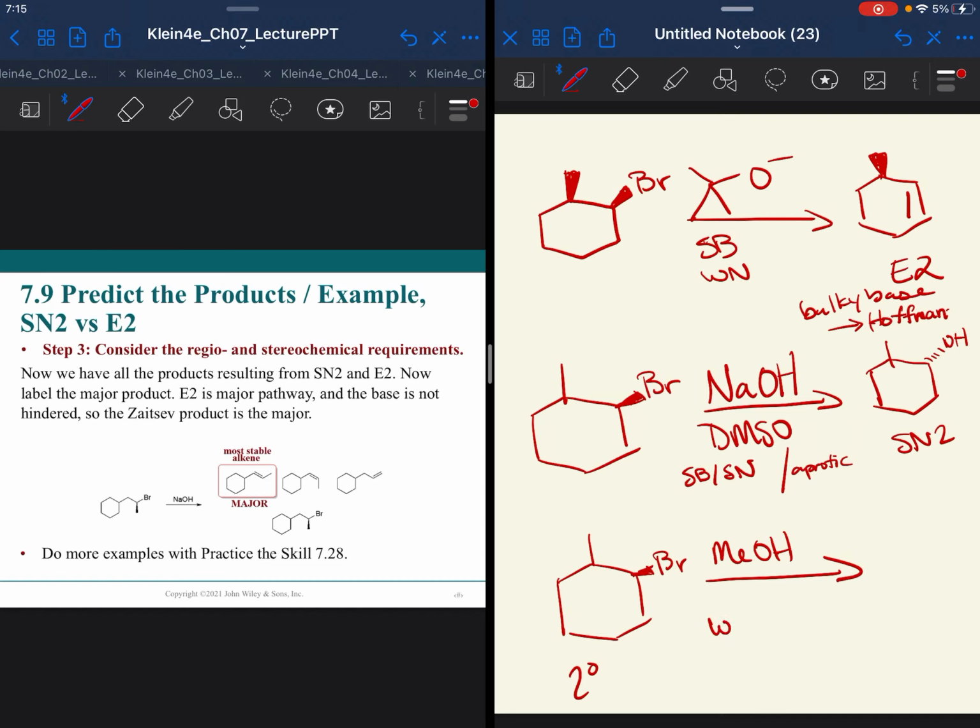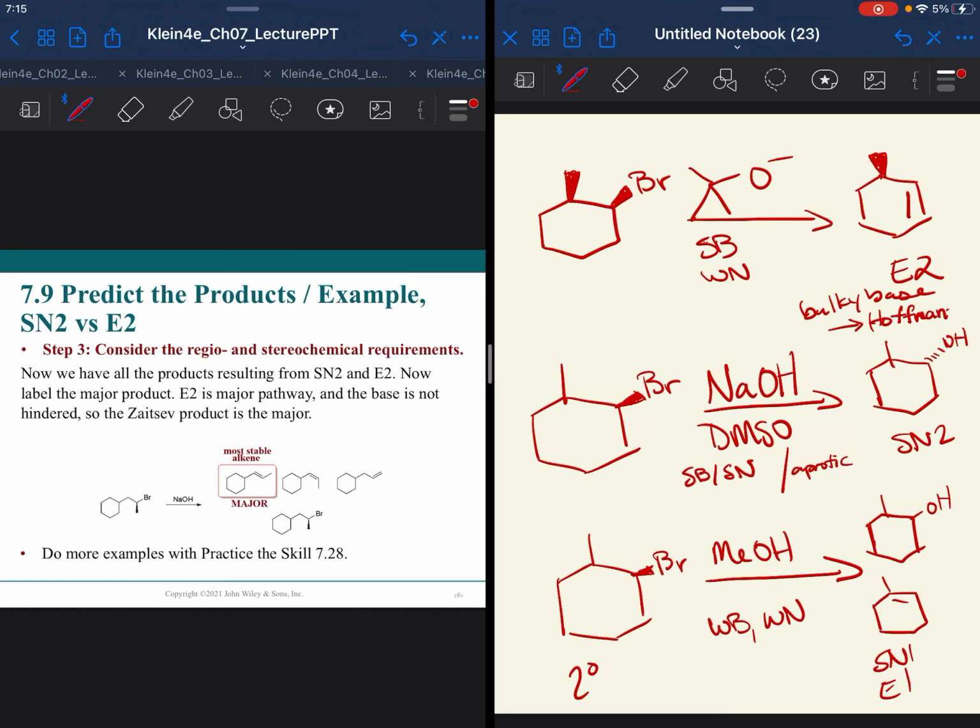In the last one, I have a weak base, weak nucleophile. So I'm going to get SN1 and E1 if possible. So the substitution is going to put a hydroxide in that position. It could be wedged or dashed because I get a mixture. And then for my E1 product, I am going to get the Zaitsev product. I'm going to get the more substituted double bond.